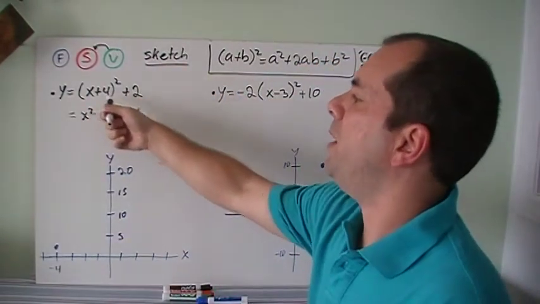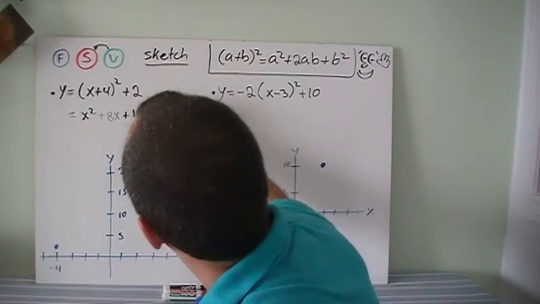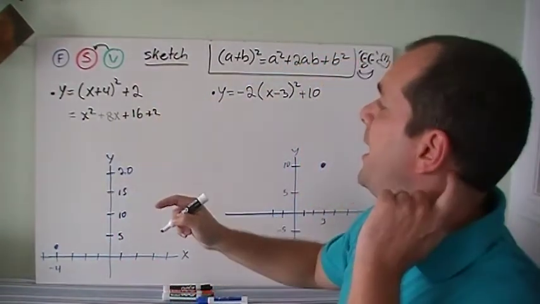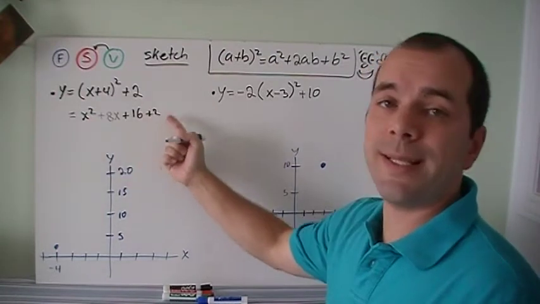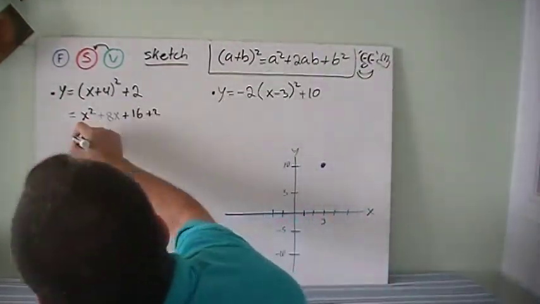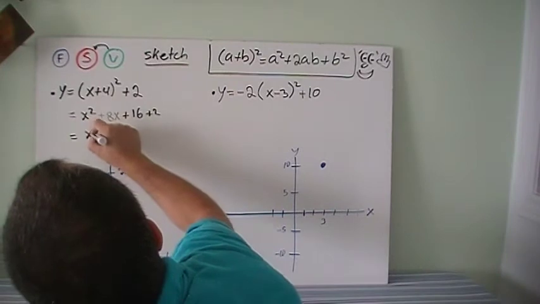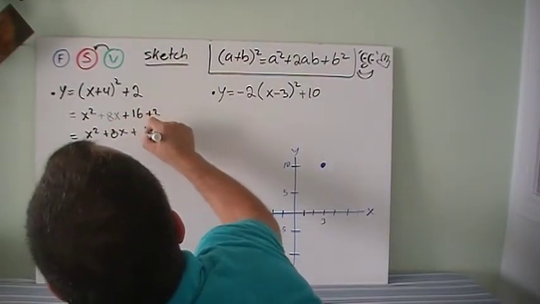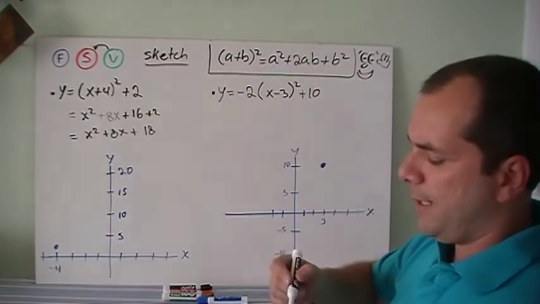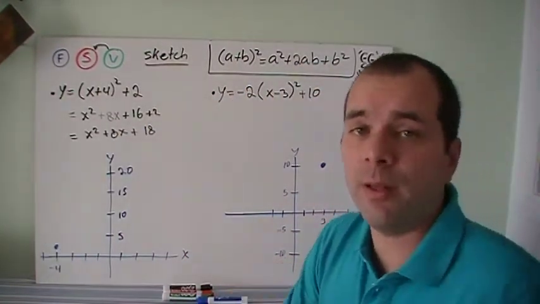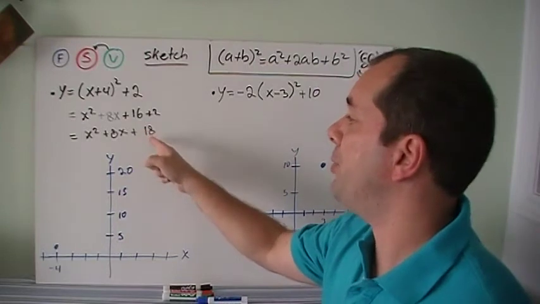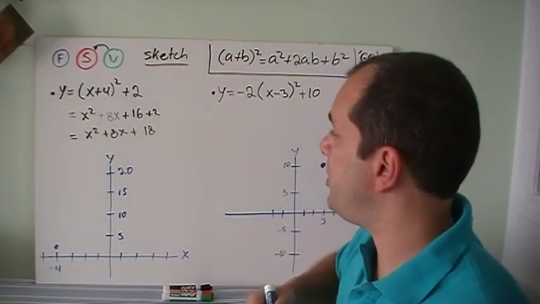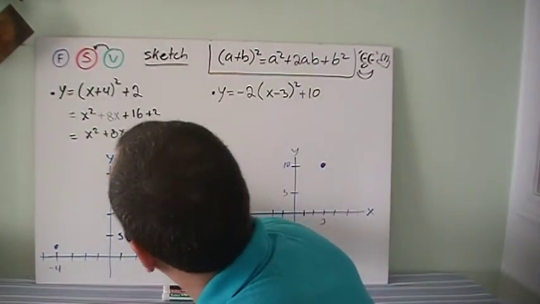That's this part expanded, and now we've got the plus 2. So plus 2. And now we can put the 16 and the 2 together, and we're done. x squared plus 8x plus 18. And that is standard form. Therefore, in standard form, this represents the y-intercept. And the y-intercept at 18, we're going to think it's right over here.